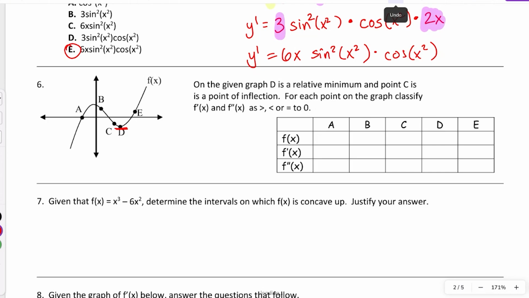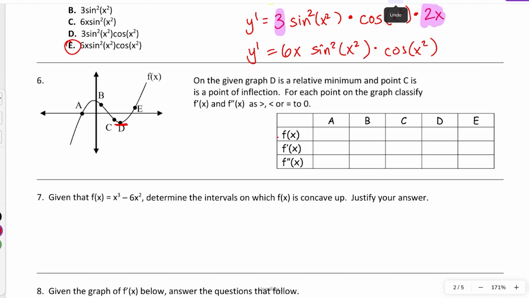So let's start with just f. Okay, f is going to be positive above the x-axis and negative below the x-axis. And f will equal 0 on the x-axis. So point A is on the x-axis, so this is going to be equal to 0. Point B is above the x-axis, so it'll be greater than 0. Point C is below the x-axis. It's negative, that'll be less than 0. D is also below the x-axis, and then E is back above the x-axis. So that's how we'll determine if f is positive or negative.